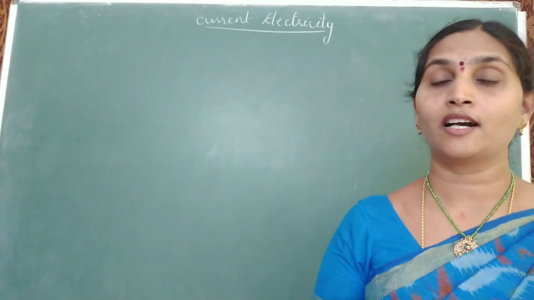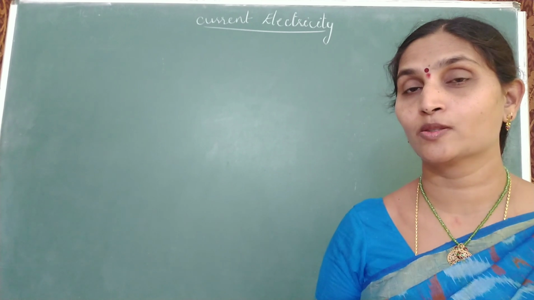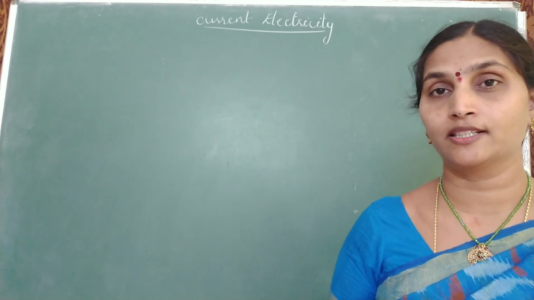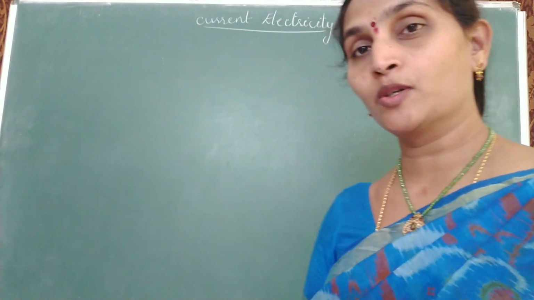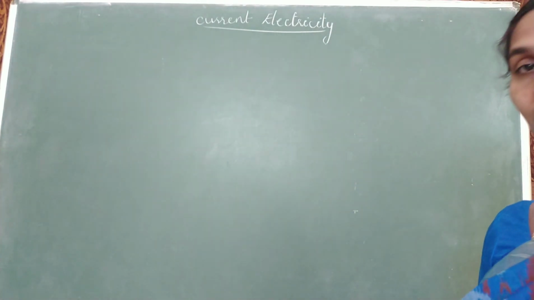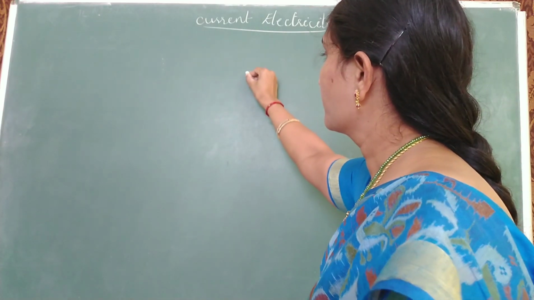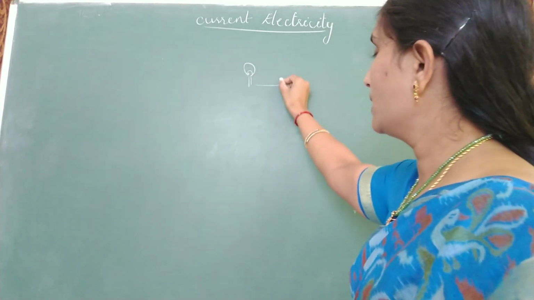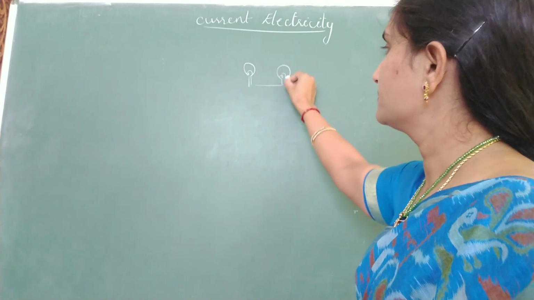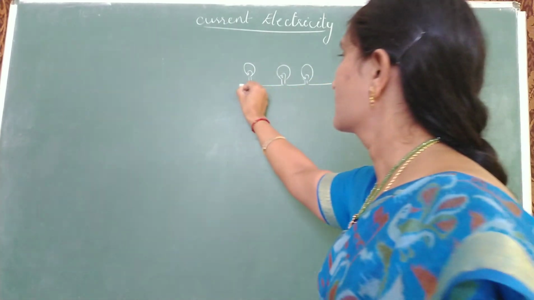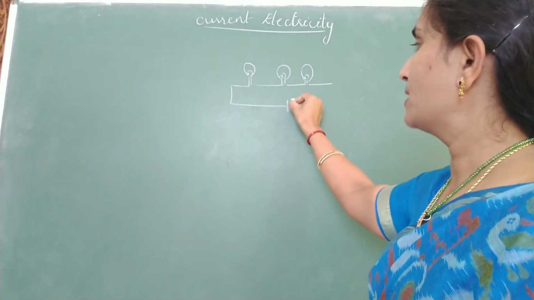Okay, now let us see how to evaluate the total power consumed when appliances or devices are connected in series and parallel. So here I will be talking about bulbs, but you can apply it for any device. Say I have bought 3 different bulbs and I am connecting them in series to a power supply.